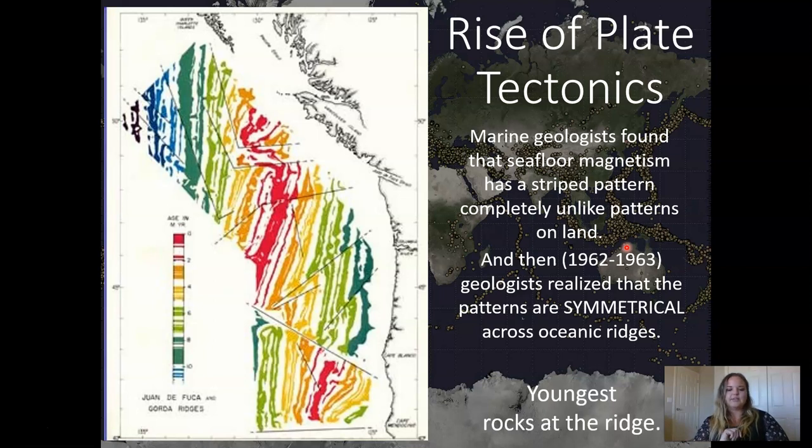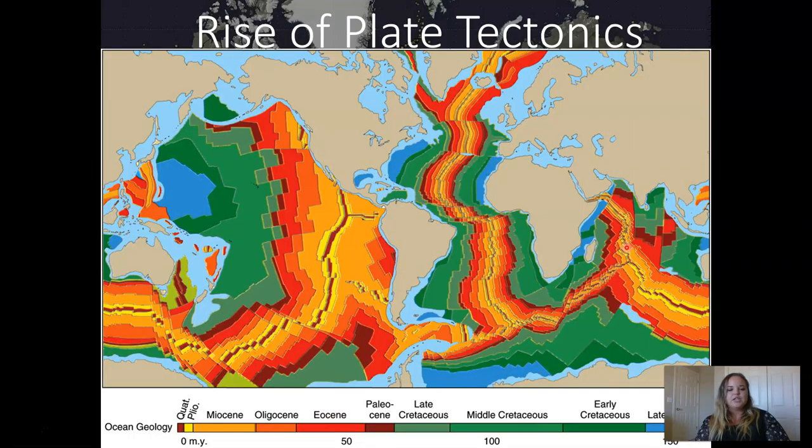I already said the youngest rocks are at the ridge, and the oldest are up against the continents. If we look at a map across all of the oceans on Earth, like this one, we see all of the ridges in these very dark reds, and that's where all of our youngest new rocks are being formed. The oldest rocks are all up against the continents.